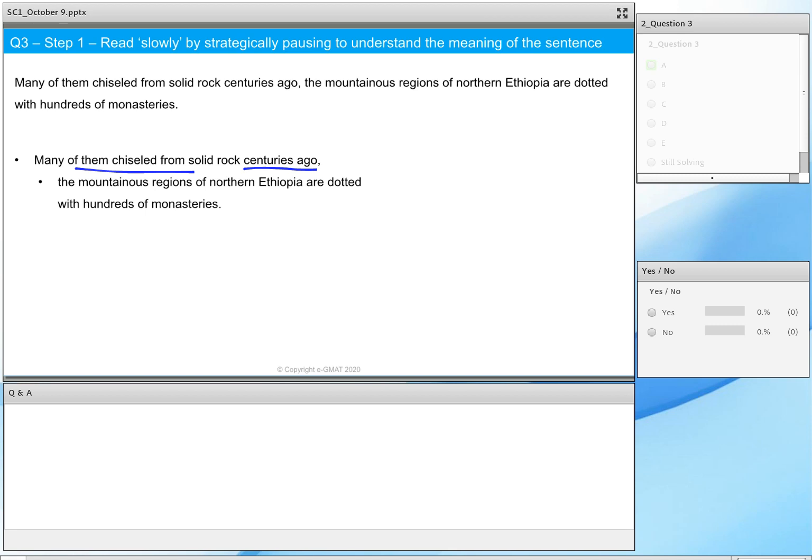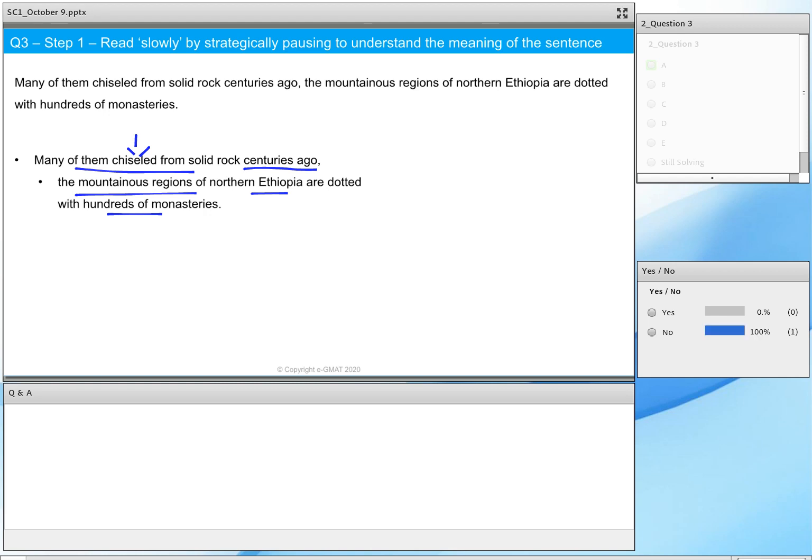All right, so I'm expecting to read what that entity or those entities are that have been chiseled from solid rock. And then my sentence says the mountainous regions of northern Ethiopia are dotted with hundreds of monasteries. So basically, my sentence is telling me that it is the mountainous regions of Ethiopia that have been chiseled from solid rock centuries ago. My question to you is, is this meaning logical?